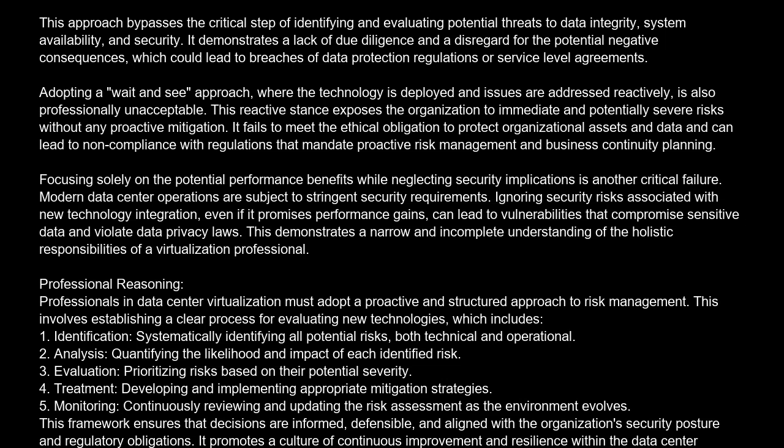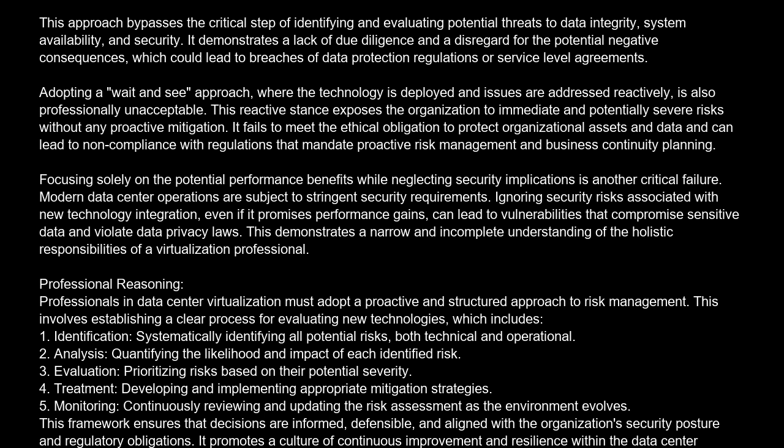This approach bypasses the critical step of identifying and evaluating potential threats to data integrity, system availability, and security. It demonstrates a lack of due diligence and a disregard for the potential negative consequences, which could lead to breaches of data protection regulations or service-level agreements. Adopting a wait-and-see approach, where the technology is deployed and issues are addressed reactively, is also professionally unacceptable. This reactive stance exposes the organization to immediate and potentially severe risks without any proactive mitigation.